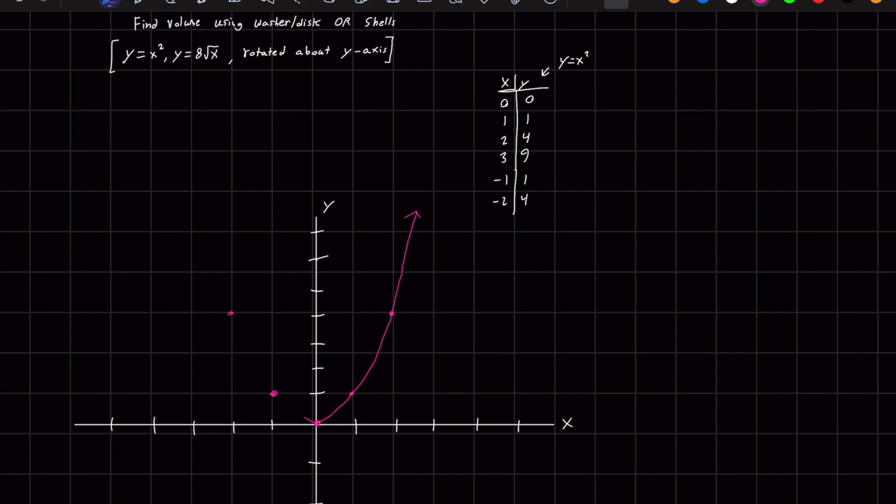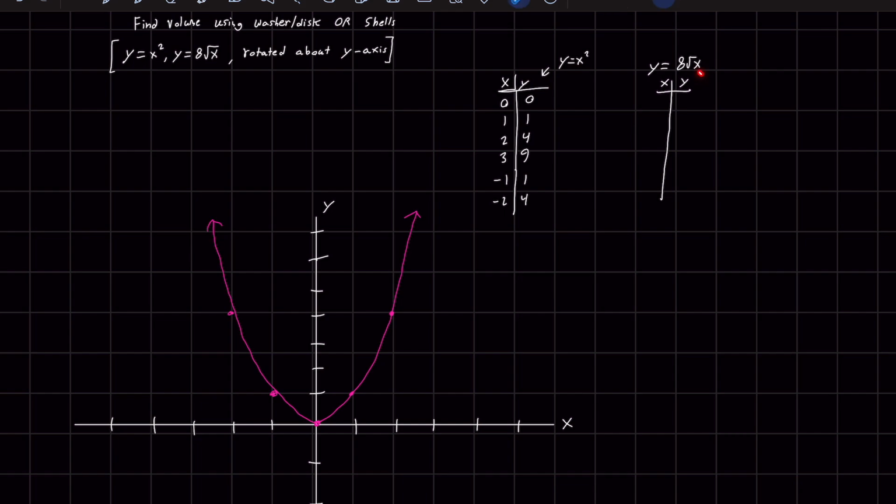Remember, when you do these problems, the graphs don't have to be that accurate. Try to make them as accurate as possible, but you don't have to plot a bunch of points, as long as you have a rough sketch of the graph. Now, when we look at y equals 8 radical x, off the bat, I don't know what this looks like. So I'm going to plot some points in for this one too.